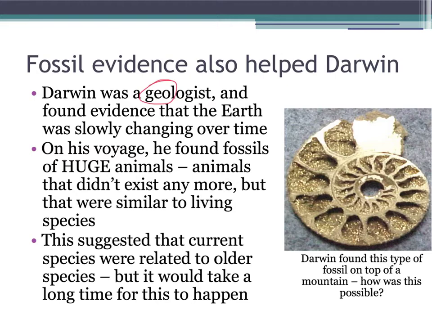He knew that that must mean that over a very, very long time there had been some changes, that the earth doesn't look the same now as it looked millions of years ago when those animals lived here. So Darwin found this seashell on top of a mountain. How's that possible? Why would a seashell be on top of a mountain? Think about it.